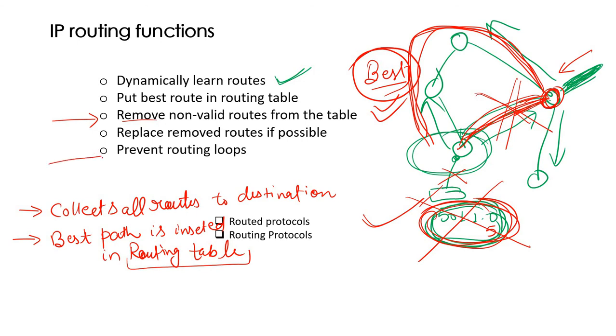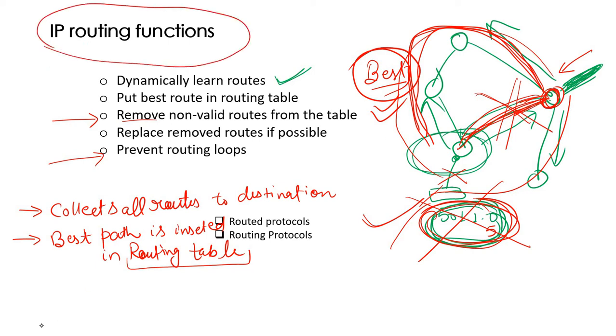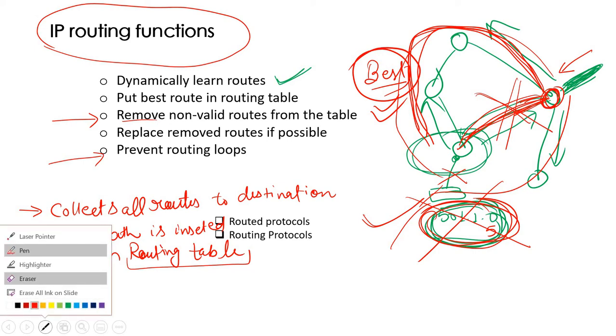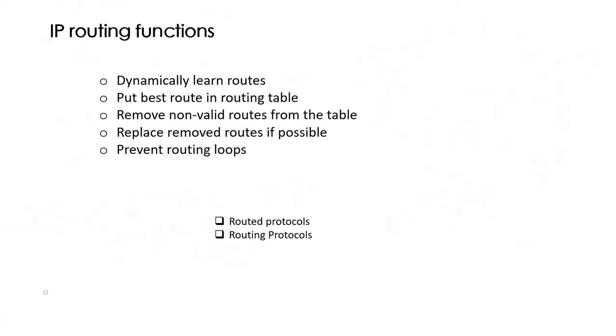Another job is to prevent routing loops. If any prefix information is reaching via multiple paths, that is also avoided by routing loop prevention. So these are the very important routing functions. Our whole networking depends on these. There's nothing in networking without IP routing protocols. Whatever we'll be doing, we'll just be learning different routing protocols. There's nothing else we are going to do in the whole of networking.